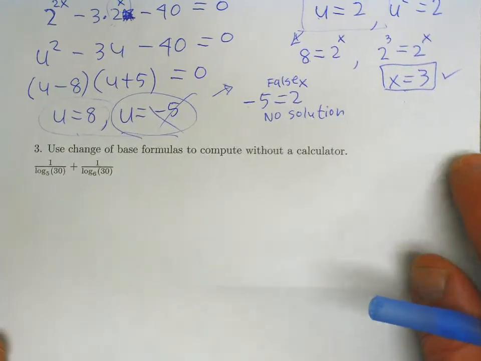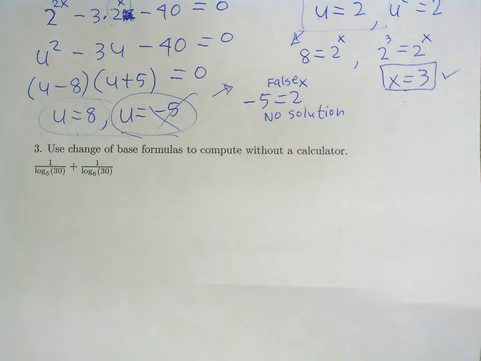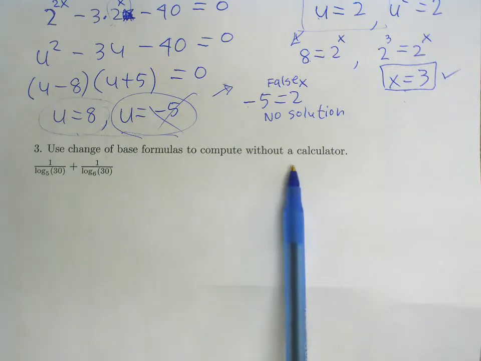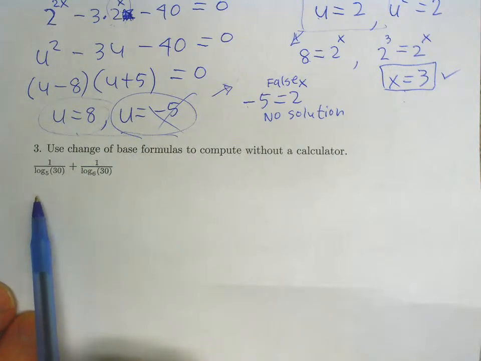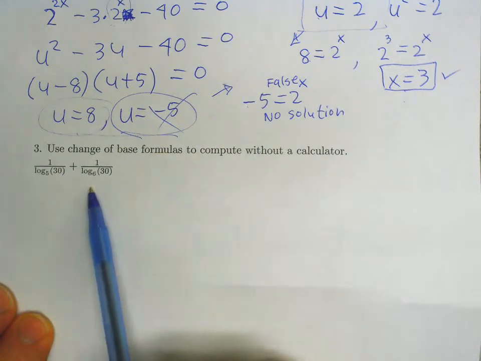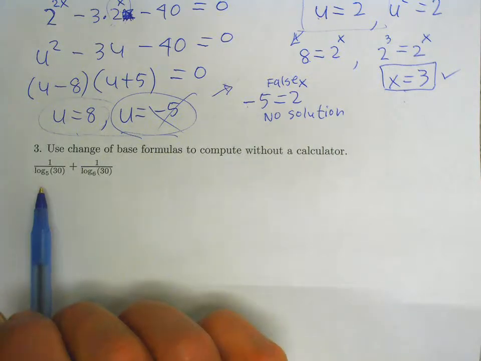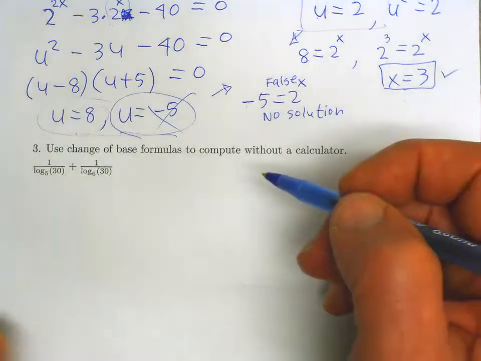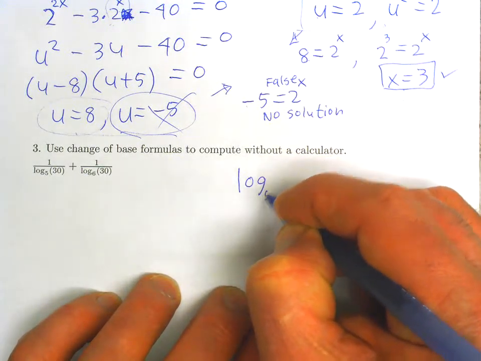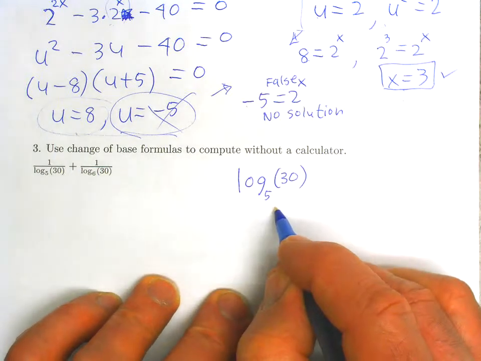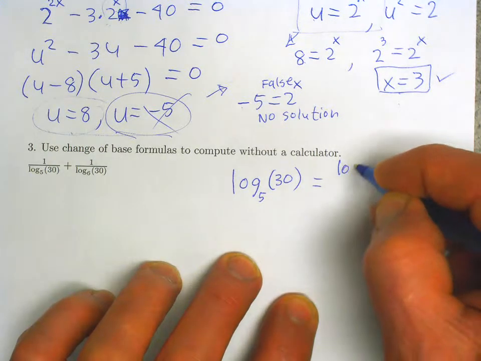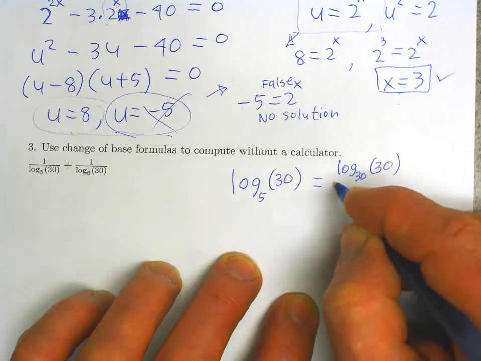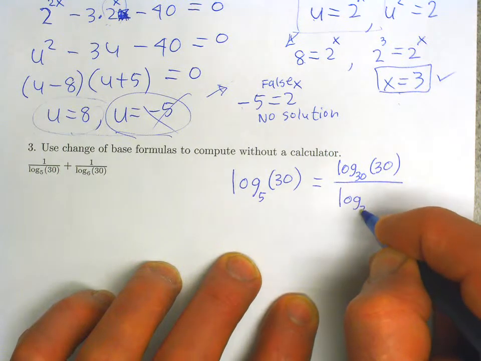Okay, the next problem, well, we have less than 2 minutes, but we can solve this in 2 minutes. Use change of base formulas to compute without a calculator. So the trick here, we have 1 over log base 5 of 30 plus 1 over log base 6 of 30. So if we convert log base 5 of 30, if we express that using the change of base and a base 30 logarithm, this becomes the base 30 logarithm of 30 divided by the base 30 logarithm of 5.